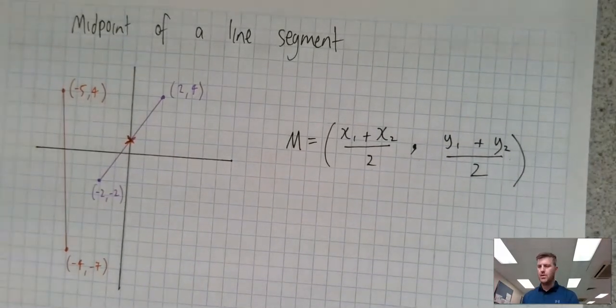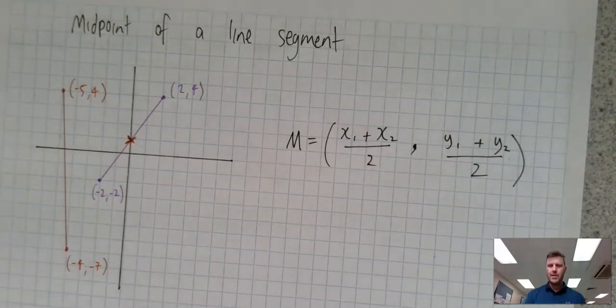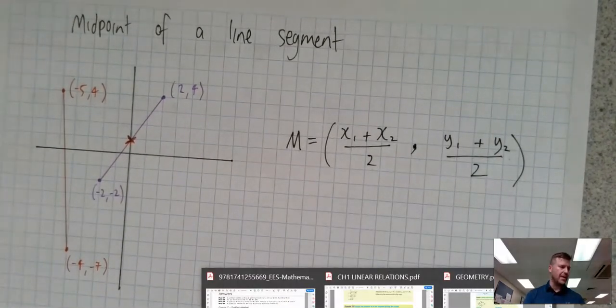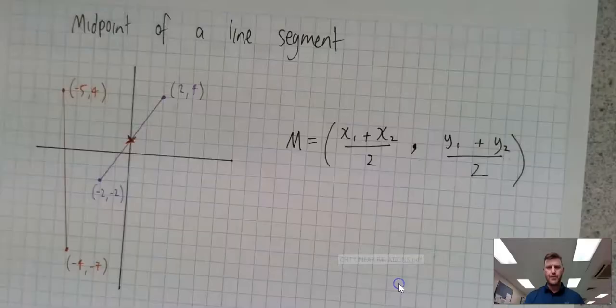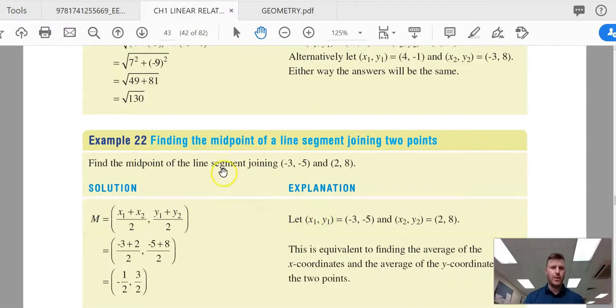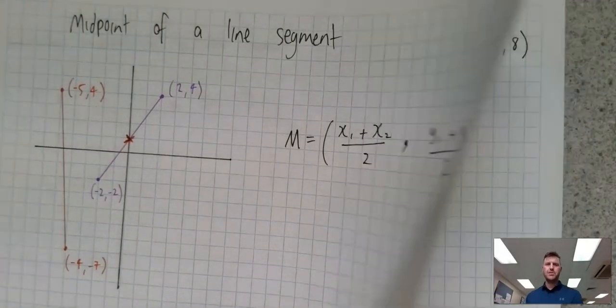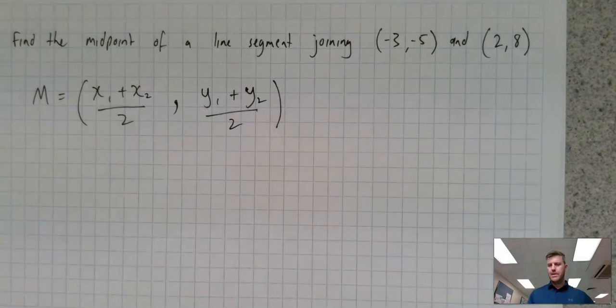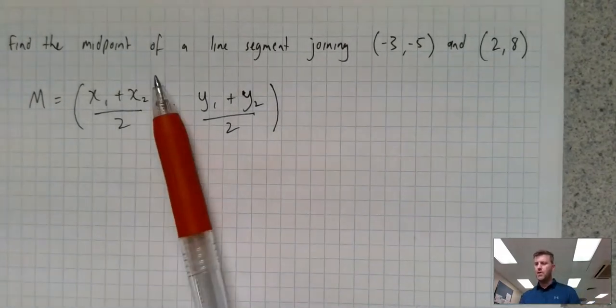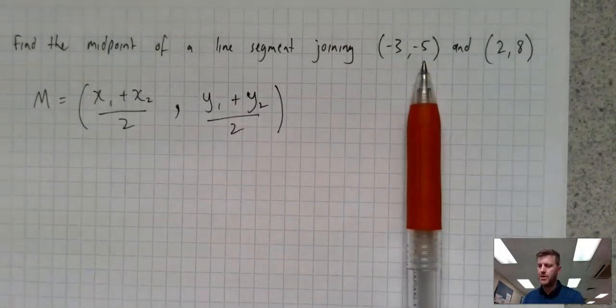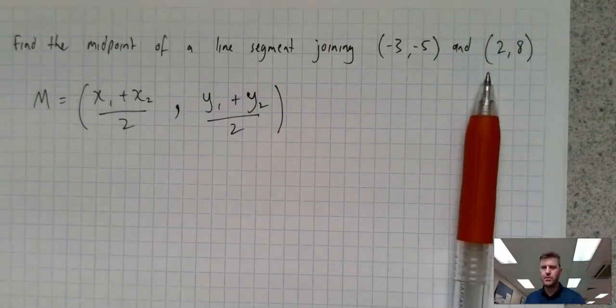So let's go ahead and look at our example. Again, the example I'm using here is from your textbooks, from page 43 and example 22. I'm going to find the midpoint of a line segment joining these two coordinates, -3, -5, and 2, 8. So turn over the page. I've got that question written down already. Find the midpoint of a line segment joining -3, -5, and 2, 8.